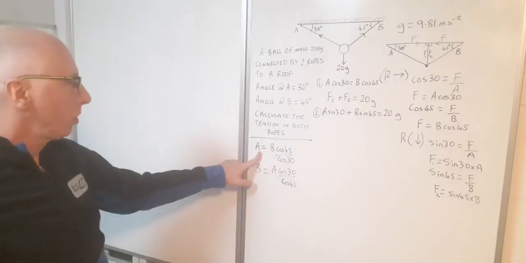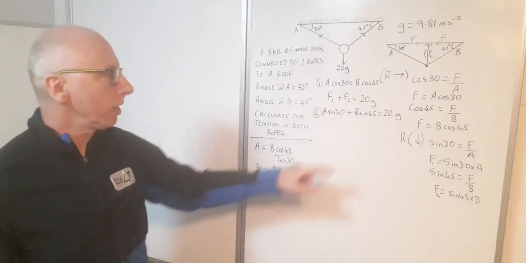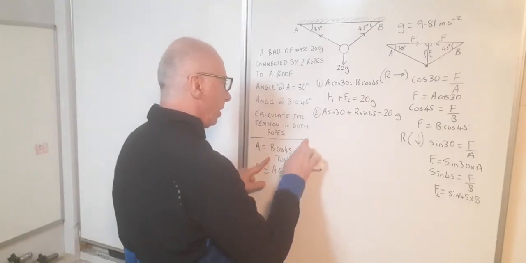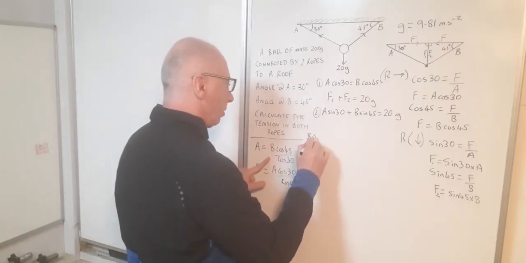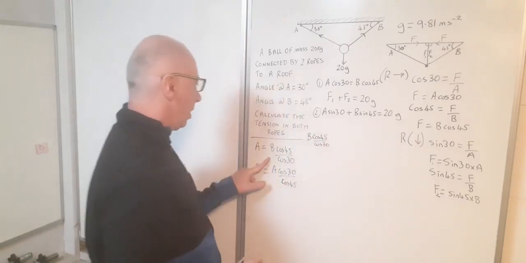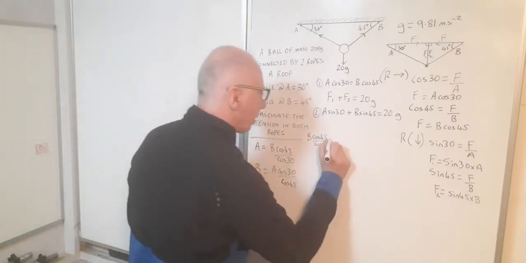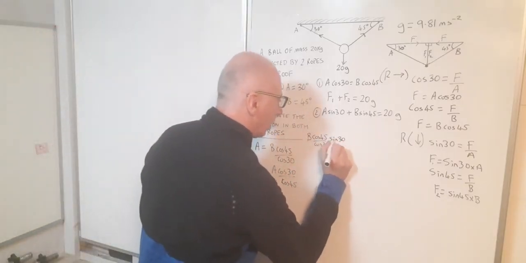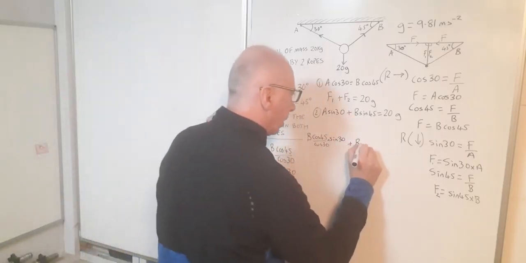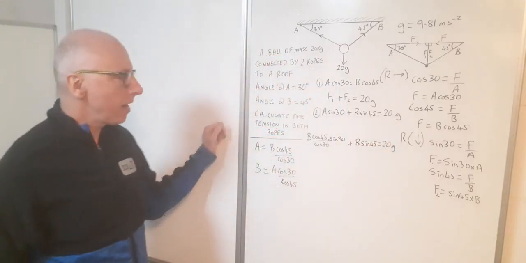So first of all, let's substitute in for A, and then I will get all B's on both sides of this equation into equation 2. So A is simply B cosine 45. So let's write that there. B cosine 45 over cosine 30. And then I need to multiply by sine 30. Don't forget the sine 30. And then plus B sine 45. And that equals 20G. So that takes care of that.